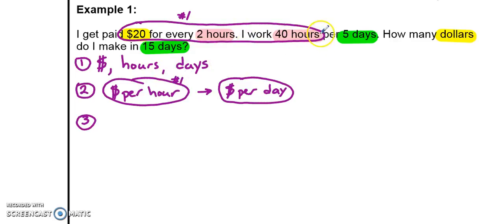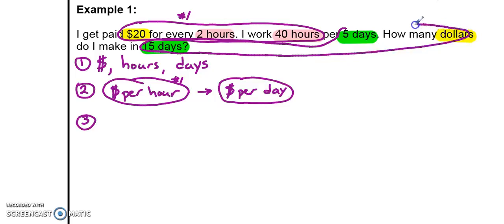Once we know how much money you make in 40 hours, we can write a second proportion that uses that amount of money and 5 days to figure out how many dollars you make in 15 days. So all this information right here we'll have to use in part 2, where we write a proportion that relates dollars and days.